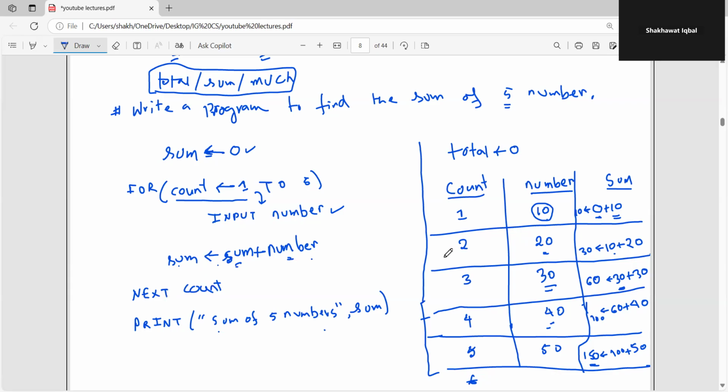Next count. Count is now 2. 2 will compare with 5, right? Yes, 2 is less than 5. I'll go inside again. Input the number. Now you input 20. The number is 20. Previous sum is 10. So 10 plus 20 turns into 30. Next count is 3. 3 will compare with 5. It is less than 5. I'll go inside. Input the number. You input 30 now. That will be added with the previous sum and turns into 60. Likewise, it will go on.